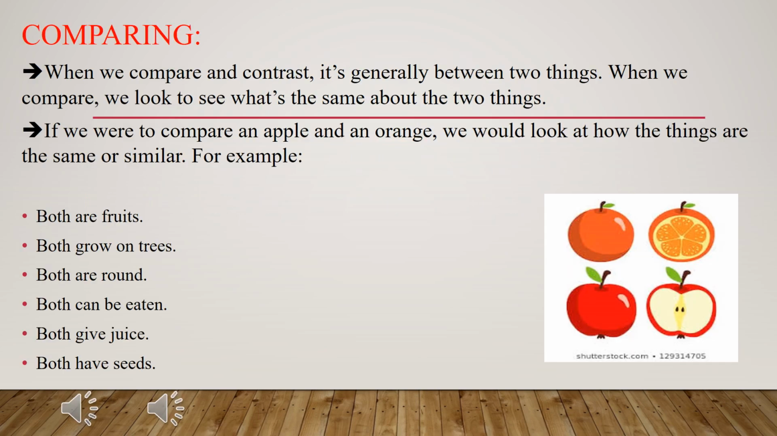As mentioned previously, I told you that when we compare and contrast, it's generally between two things. When we compare, we look to see what's the same about the two things we're comparing, how they are similar or the same. If we were to compare an apple and an orange, we would look at how the things are the same or similar. Let's see this example. Both are fruits. Both grow on trees. Both are round. Both can be eaten. Both give juice and both have seeds.